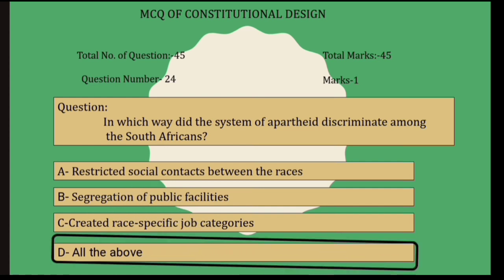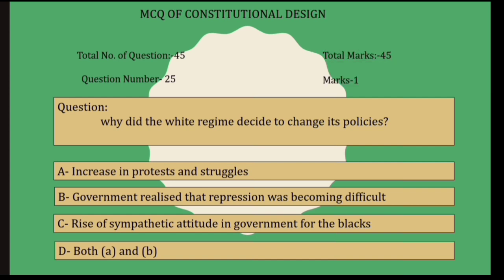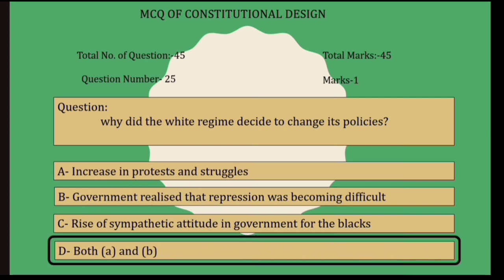Correct option is D. All of the above. Question 25. Why did white regime decide to change its policies? Option A. Increase in protest and struggles. B. Government realized that repression was becoming difficult. C. Rise of sympathetic attitude in government for the blacks. D. Both A and B. Correct option is D. Both A and B.